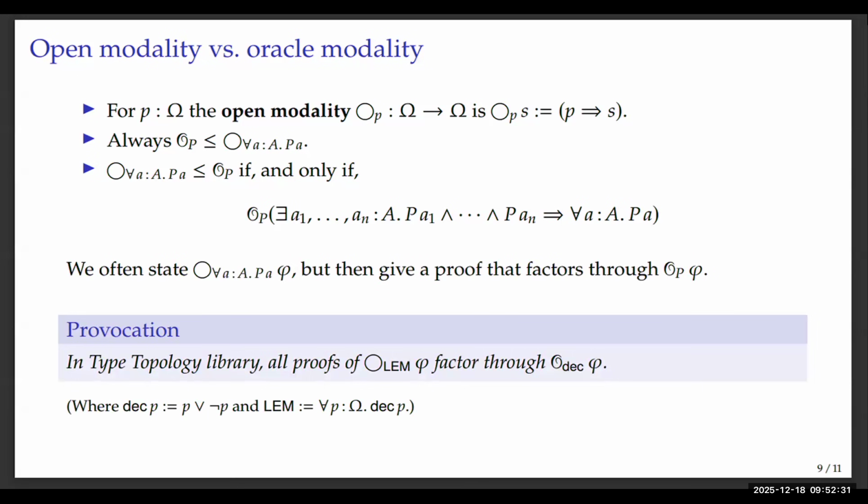We often state, as I said at the beginning, that just the universal statement implies something, and then give a proof that actually factors through the oracle modality. And as I was writing these slides, I had conjecture, and I thought, well, that's not accurate. So I'm introducing a new kind of statement that the mathematician can make, which is neither a theorem, nor a conjecture, nor a question, nor a problem. It's a provocation, okay? So here's a provocation. In type theory library, all proofs using LEM actually factor through this modality.